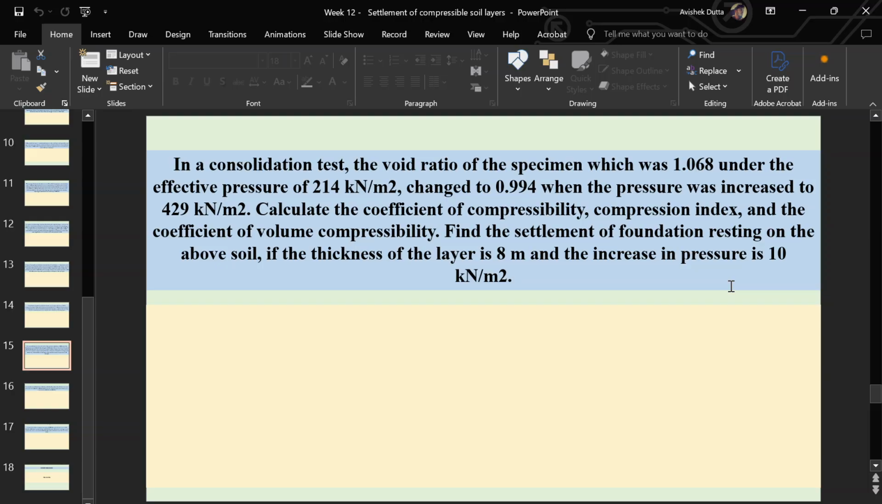Okay, I repeat the question. In a consolidation test, the void ratio of the specimen, which was 1.068 under the effective pressure of 214 kilonewton per meter square, changed to 0.994 when the pressure was increased to 429 kilonewton per meter square. Calculate the coefficient of compressibility, compression index, and the coefficient of volume compressibility. Find the settlement of foundation resting on the above soil if the thickness of the layer is 8 meter and the increase in pressure is 10 kilonewton per meter square. Next question.